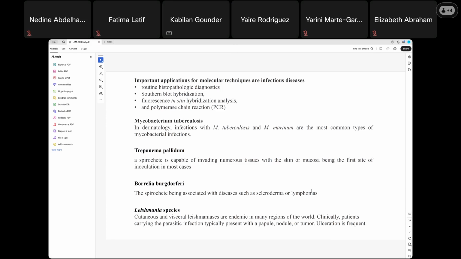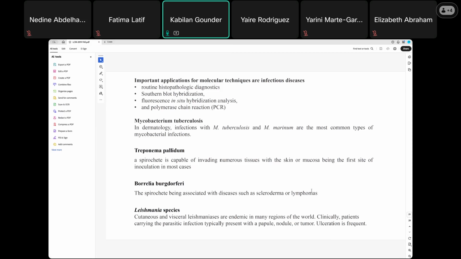So one is Mycobacterium tuberculosis, which is usually seen in dermatology. Infections with Mycobacterium tuberculosis and Mycobacterium marinum are the most common types of mycobacterial infections. The second one is Treponema pallidum, a spirochete capable of invading numerous tissues, with skin or mucosa being the first site of inoculation in most cases.